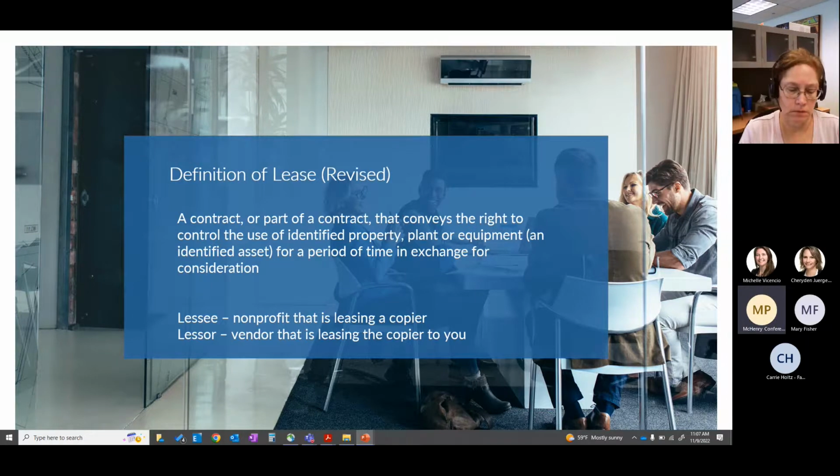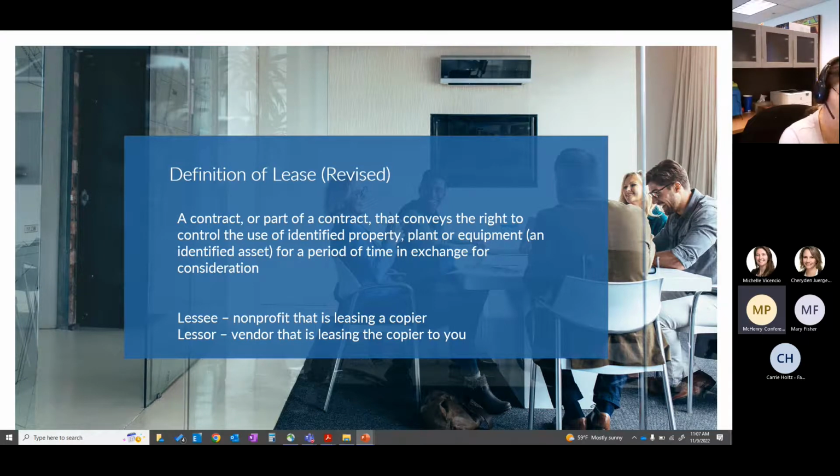So we will get started. The first slide is just the definition of what a lease is considered under the new standard. According to the standard, it is a contract or a part of a contract that conveys the right to control the use of identified property, plant, or equipment for a period of time in exchange for consideration. The main differences between this definition and what was considered a lease prior to this is the contract or part of a contract, which wasn't part of it. It also adds in the control aspect and exchange for consideration. Those are the three main differences between what was previous and what is now with this new standard.